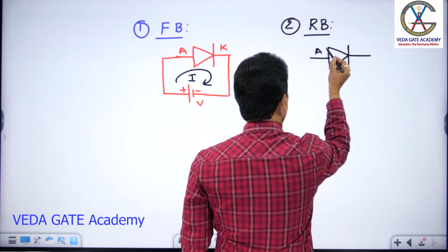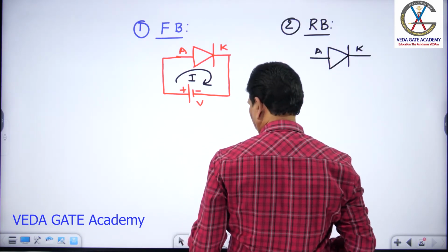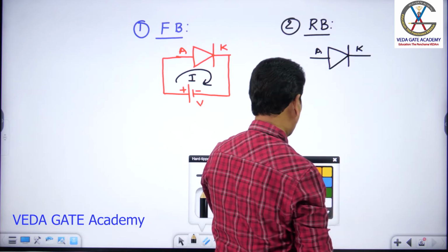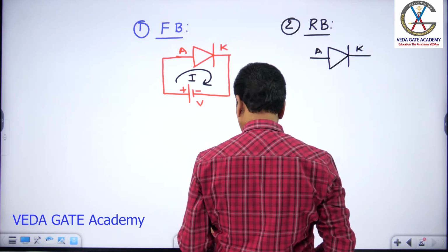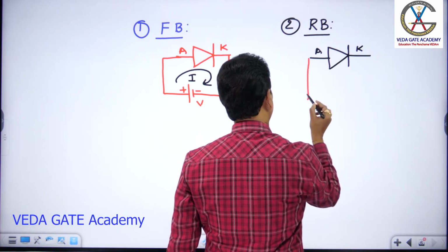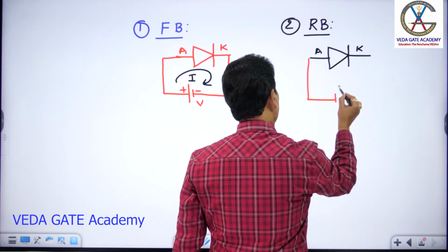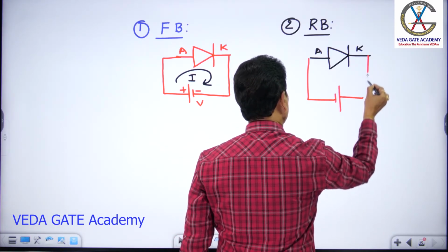This is the anode, this is the cathode. So the condition is a reverse mode here. This is the case. The anode is maintained at a negative potential with respect to the cathode.